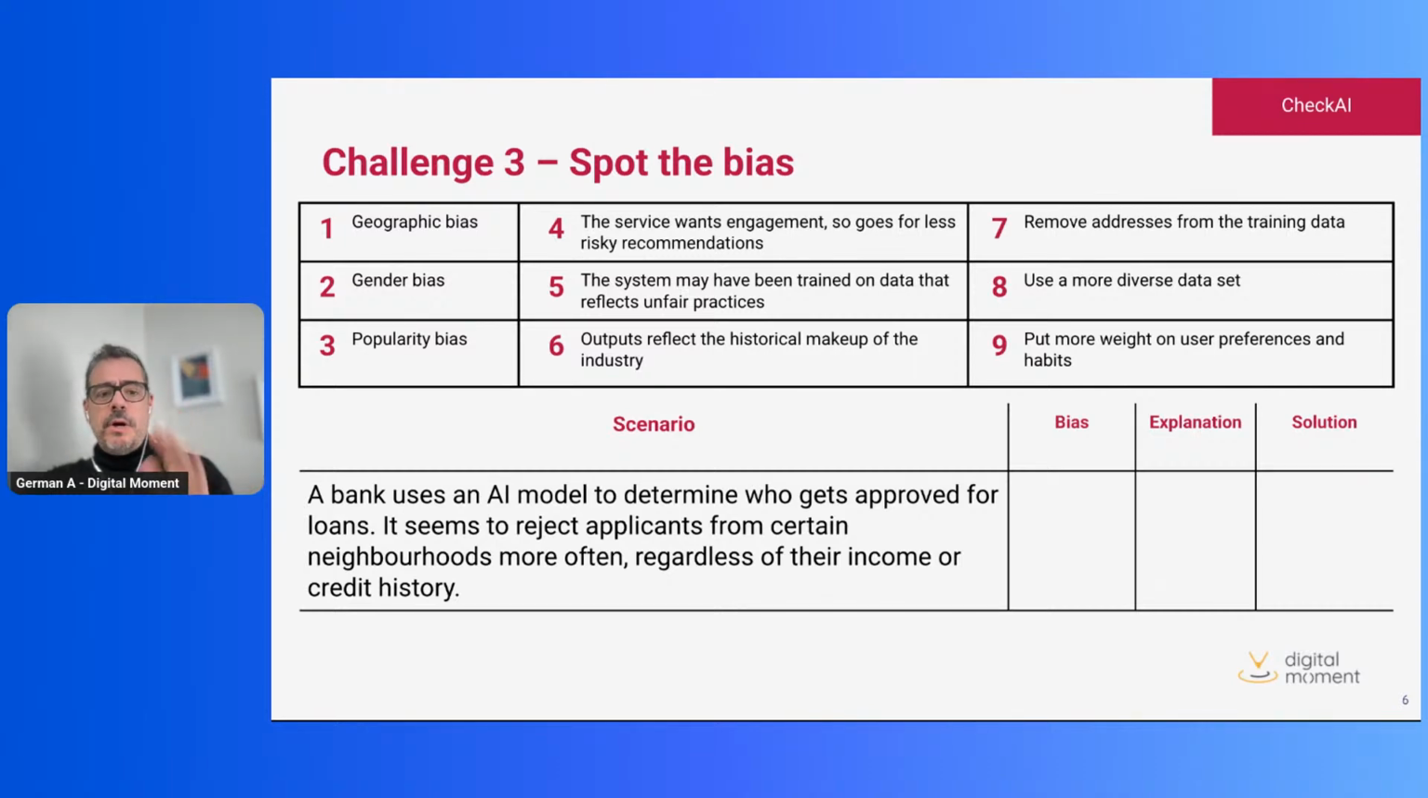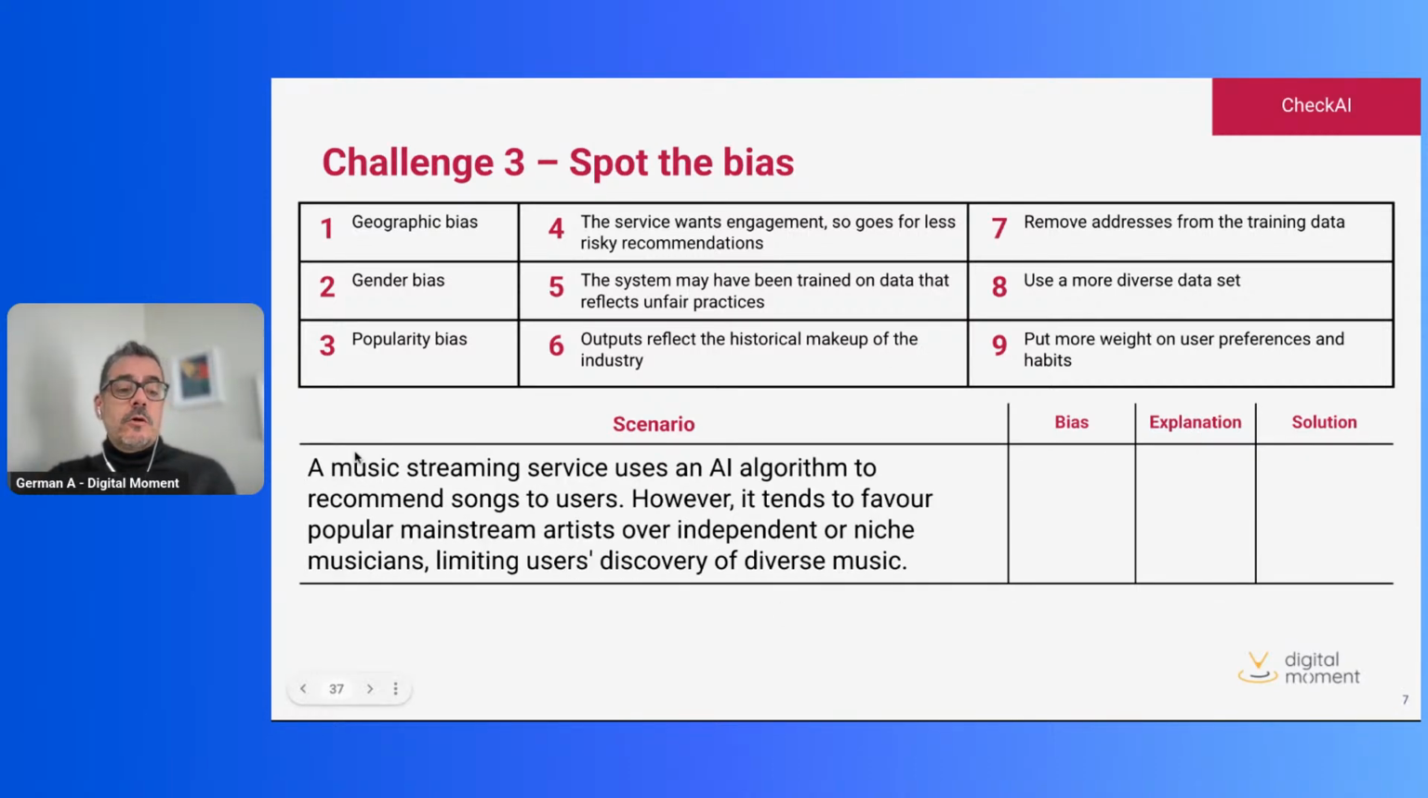As you can see, this is powerful for your students to experiment and start recognizing that bias comes in very different ways and shapes and forms, regardless if it's data bias or if it's societal bias. The second one is for a music streaming service. It seems too real to me, but let's see. A music streaming service uses an AI algorithm to recommend songs to users. However, it tends to favor popular mainstream artists over independent or niche musicians, limiting users' discovery of diverse music.